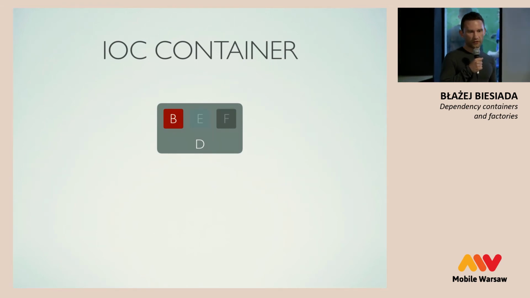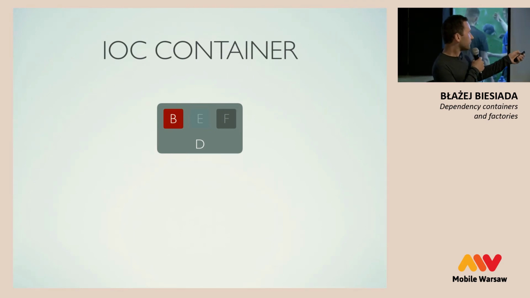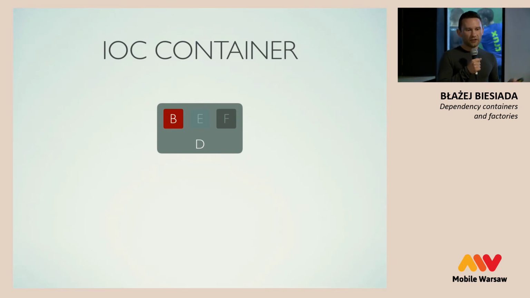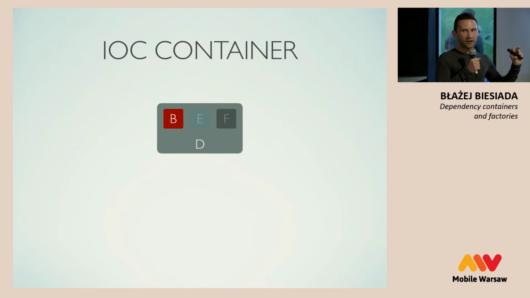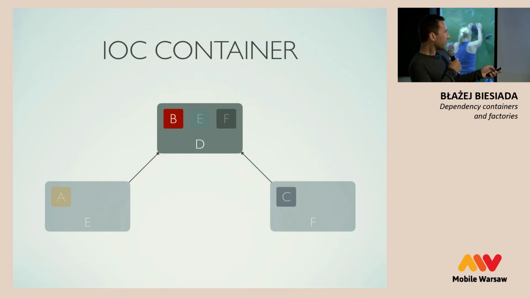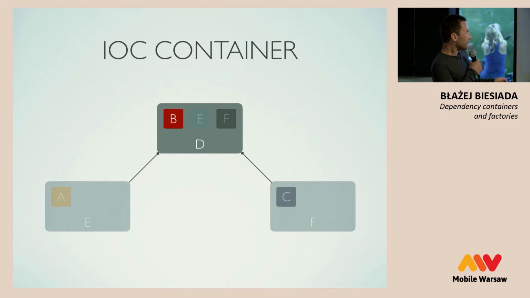Object D also wants at some point to create objects E and F. They are dimmed here with a dimmed color because, depending on the interactions with the user, for example, your application might be creating E or F, or maybe it's not going to create any of them. So you don't really need instances of E and F. What you need are factory methods to be able to create E and F objects on demand.